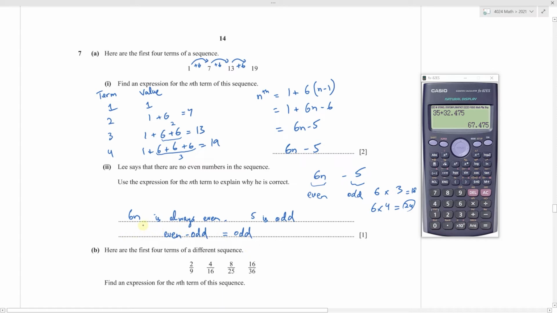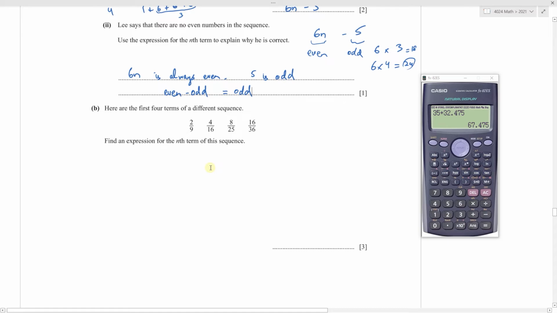So this is how you will explain. Your 6n is even, 5 is odd, and even minus odd is always an odd number. So all the numbers in this sequence will be odd numbers, or there are no even numbers in this sequence.